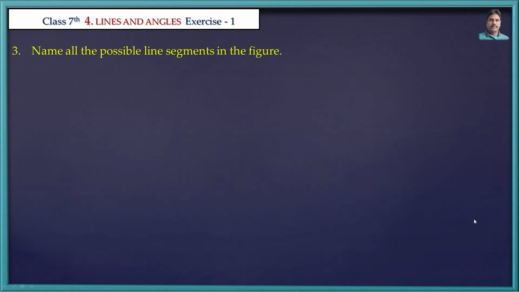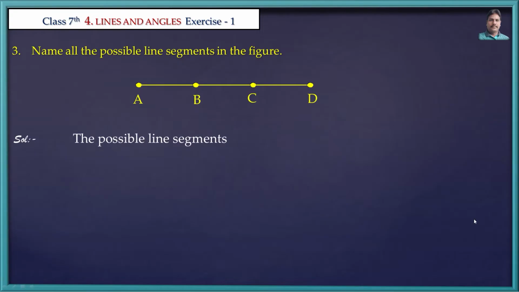Name all the possible line segments in the figure. This is the figure given. Let us solve this problem. The possible line segments are, see here, there are 4 points on this line segment: A, B, C and D. First of all, we take the line segment from A to B. This is a line segment AB.